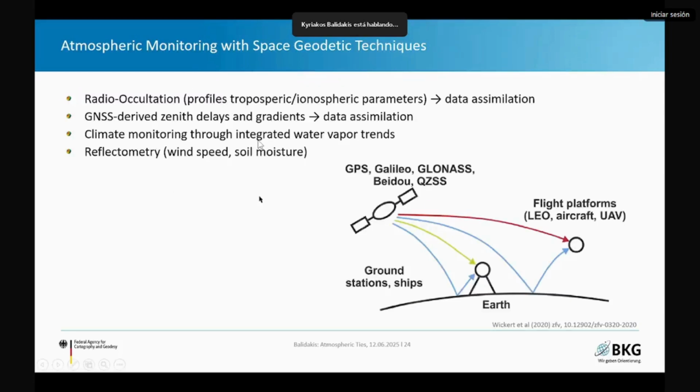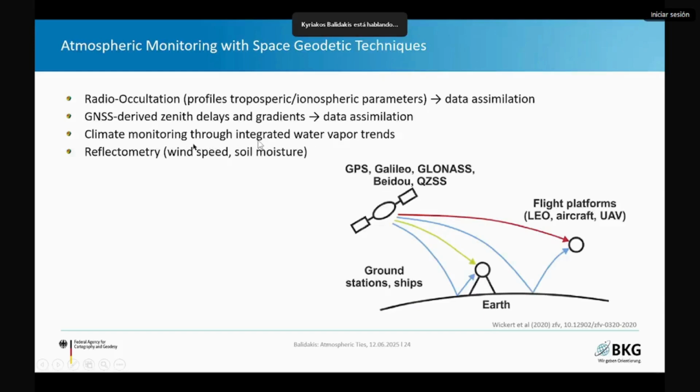Then something else that you can do: when analyzing GNSS data, you have to estimate the zenith delays and the gradients. Why? Because the weather models are not accurate enough, so we cannot fix them to some a priori values. And then we can use these zenith delay and gradient estimates to improve the numerical weather models by a process called data assimilation.